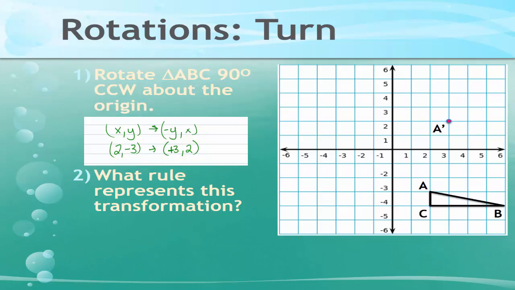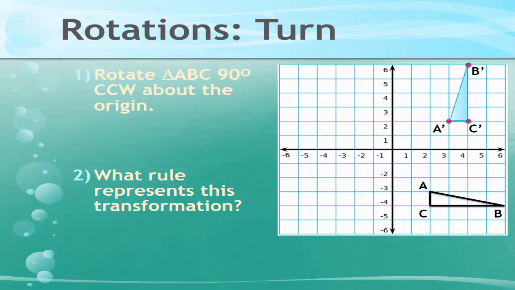Now, if we apply that rule to each of the vertices, then we should end up with B in the position (4, 6), and C in the position (4, 2). So that we have now successfully done a 90-degree counterclockwise rotation.